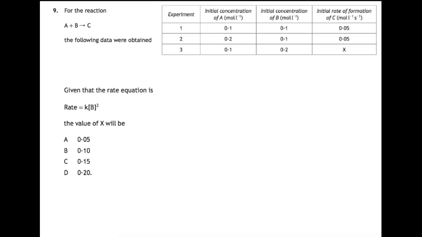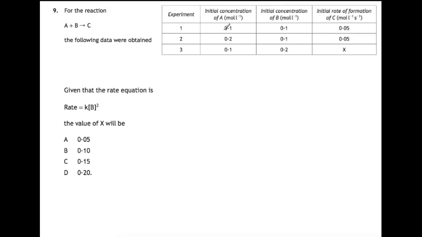Question 9 requires you to do a little bit of calculation. So you've got a reaction A plus B to give you C. You've been given the following data from an experiment, and you've even been given the rate equation. You're trying to work out the value of X, which is this particular rate here. So to be able to work out rate, you have to have the concentration of B, which you have, but you don't know K. So your first step is to work out K.